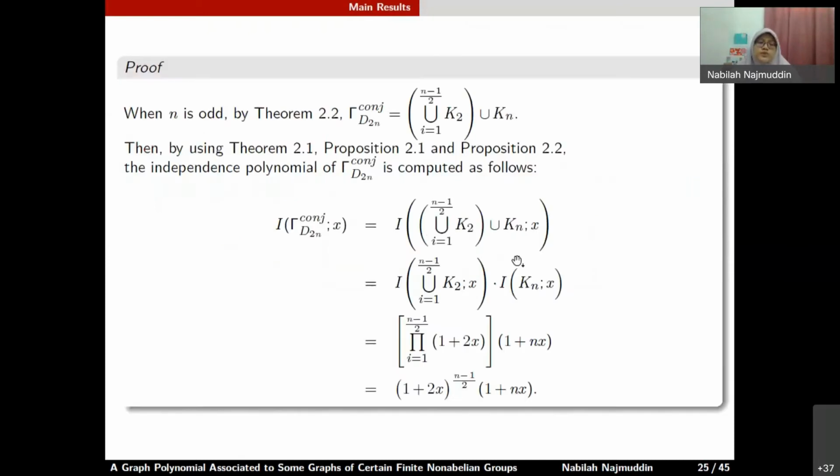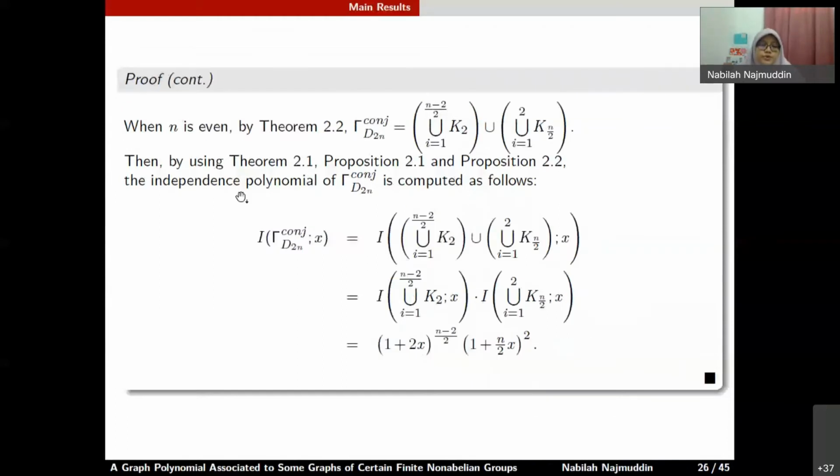How did I obtain this? Okay, first we already have the general form of the conjugate graph. And then we also have the independence polynomial of a union of graphs, the independence polynomial of a complete graph, and the independence polynomial of the union of some complete graphs. By substituting the conjugate graphs, I obtain the polynomial. Next, for the case when n is even, by theorem 2.2, the conjugate graph is obtained as this union of some complete graphs. And also by using the same theorem as the previous case, here is the independence polynomial of the conjugate graph.